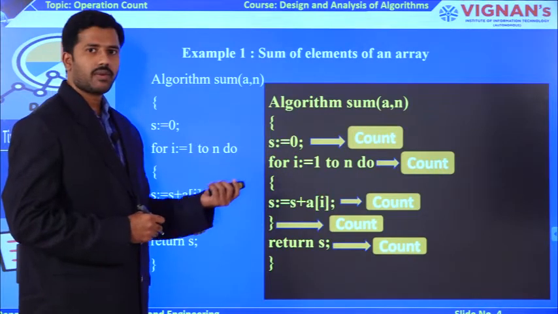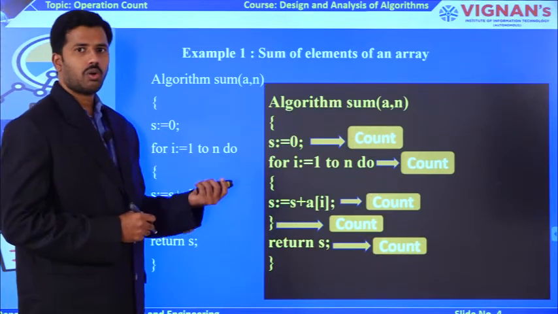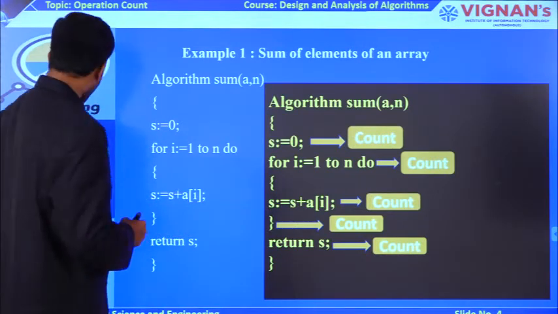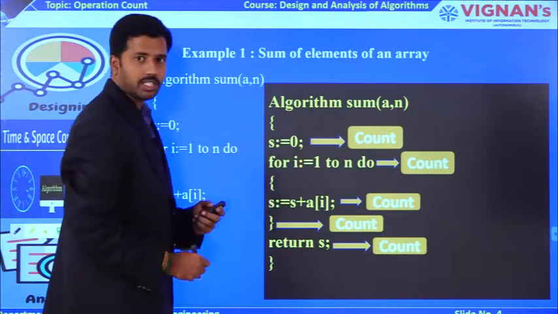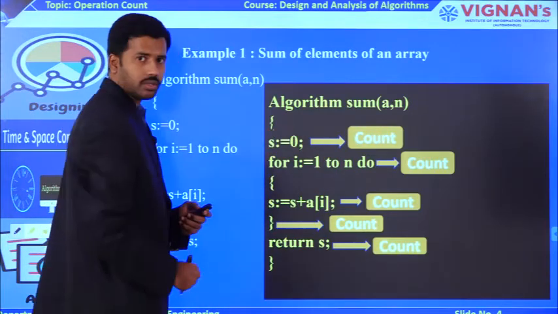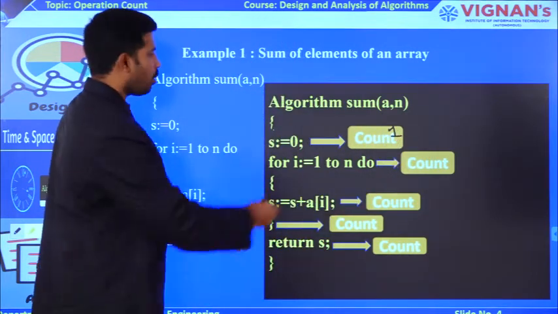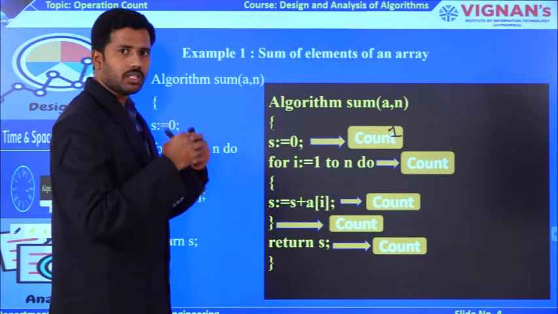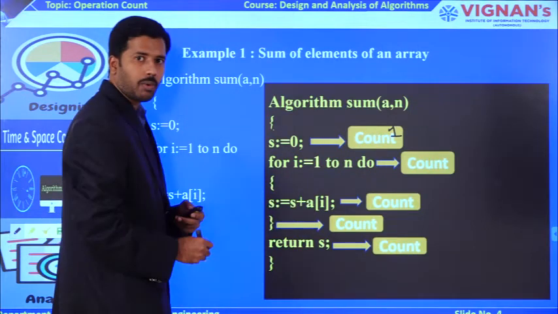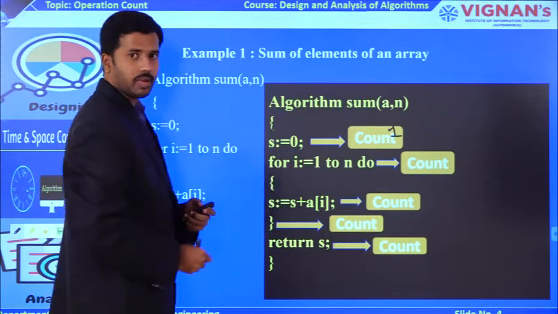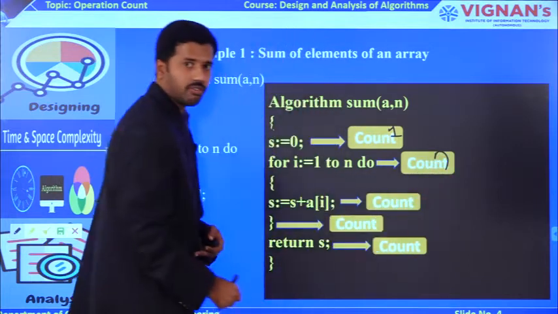Initially, what is the value in the count variables? 0, right? Now let us focus on how to update the count variables. How many times is the first count variable incrementing? How many times are you initializing S? Only one time, so the value in the count variable is going to be 1. Coming to the second count variable, how many times will the control go inside the for loop? It depends upon the upper bound of your for loop. What is the upper bound of this for loop? N. So the second count variable is going to be incremented N number of times.